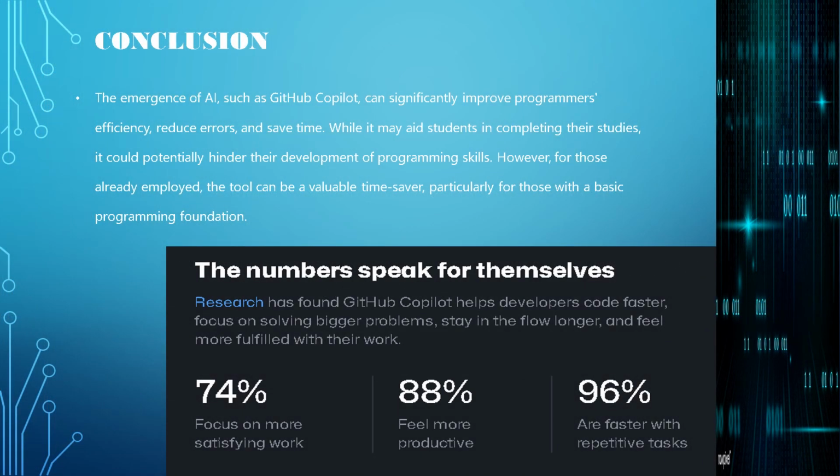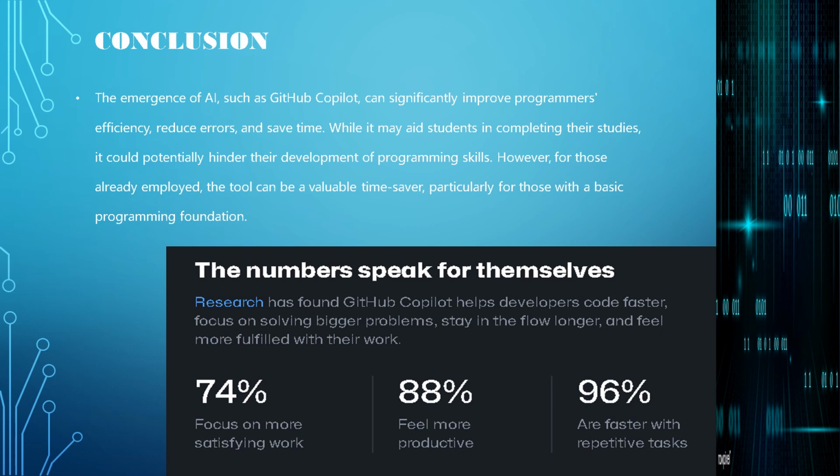The emergence of AI, such as GitHub Copilot, can efficiently improve programmers' efficiency, reduce errors, and save time. While it may aid students in completing their studies, it could potentially hinder their development of programming skills. However, for those already employed, the tool can be a valuable time saver, particularly for those with basic programming foundations. The numbers speak for themselves.